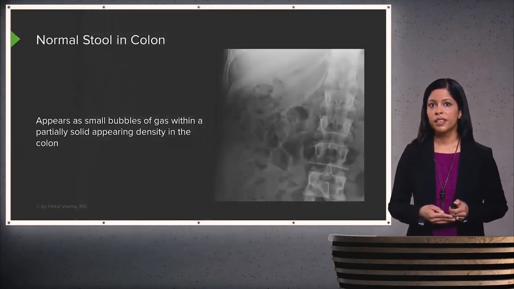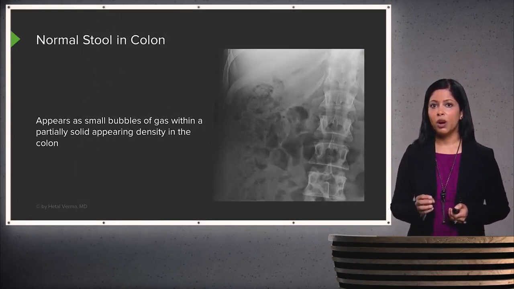So this is an example of normal stool within the colon. It appears as very small bubbles of gas that are partially solid, and they appear within the expected location of the colon.